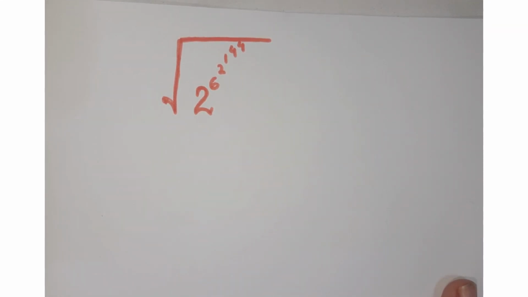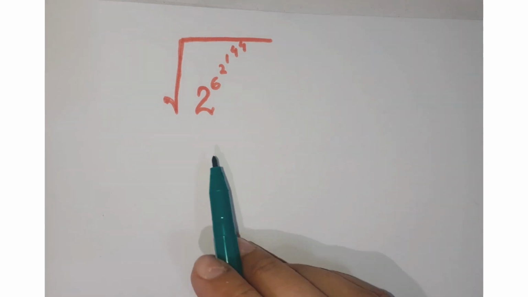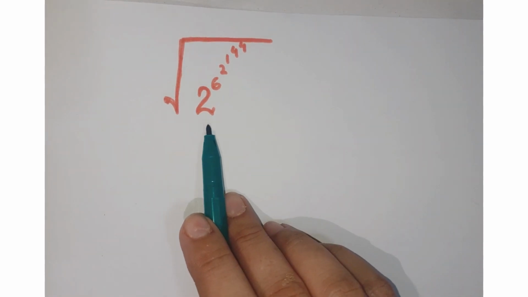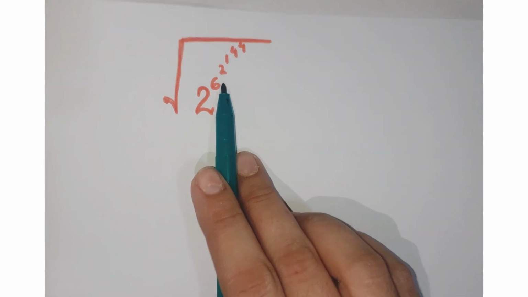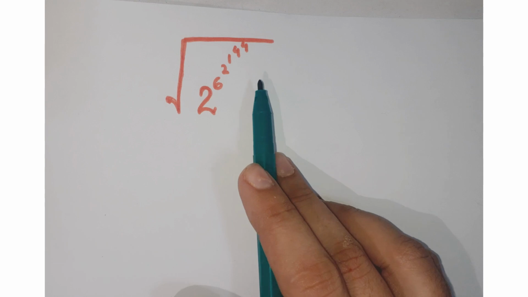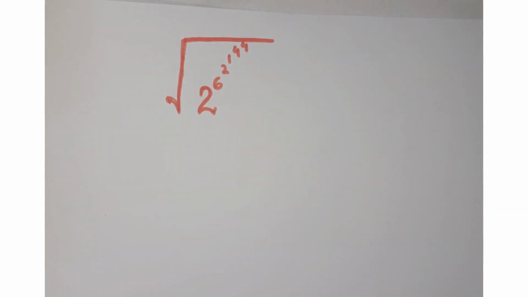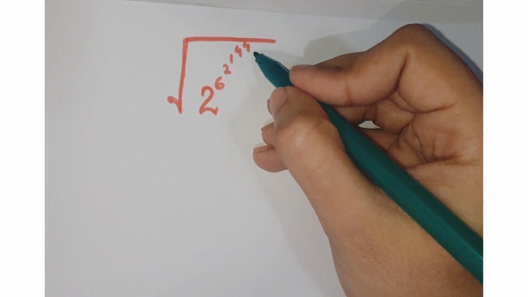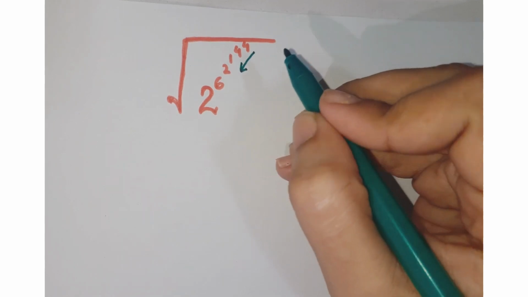Now look at this interesting question. The question is square root of 2 to the power 6 to the power 2 to the power 1 to the power 4 to the power 4. Whenever we have these types of questions, we always start from top to bottom, right?